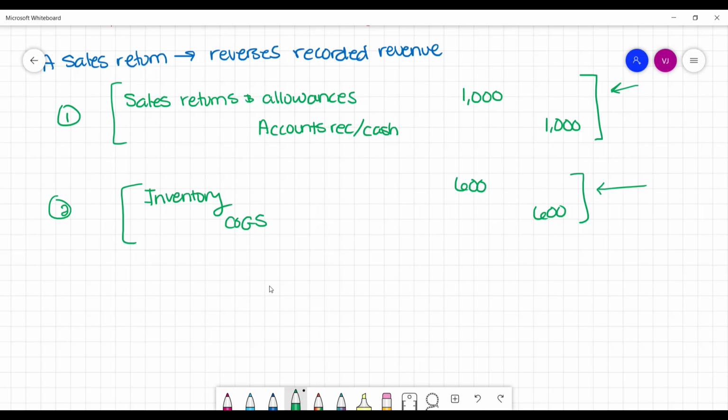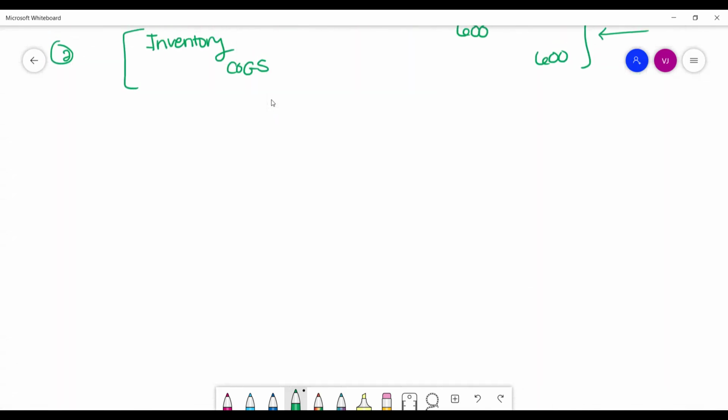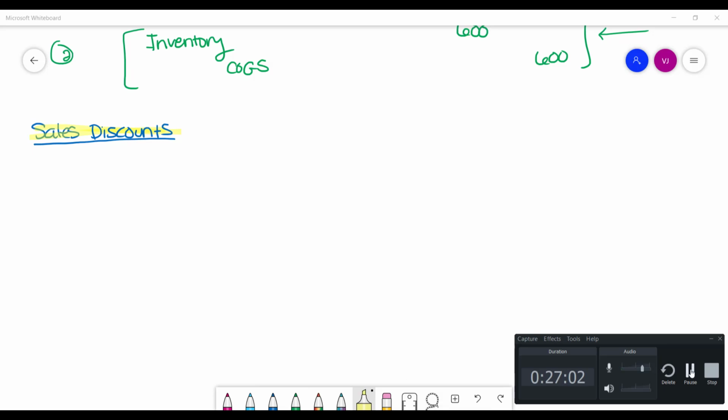Now, what about sales discounts? Sales returns and allowances is the first item we looked at. It's a contra revenue account. Another contra revenue account is sales discounts. This is when we're not necessarily talking about returns, but we're actually giving our customers a discount on the sale. So let's take a look at an example here.